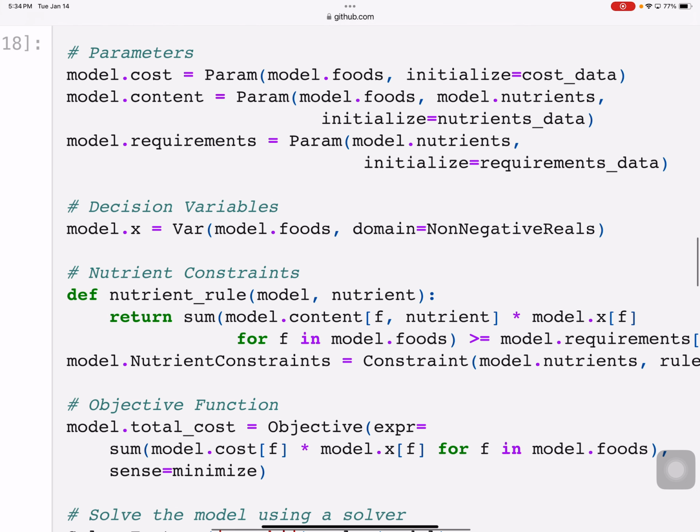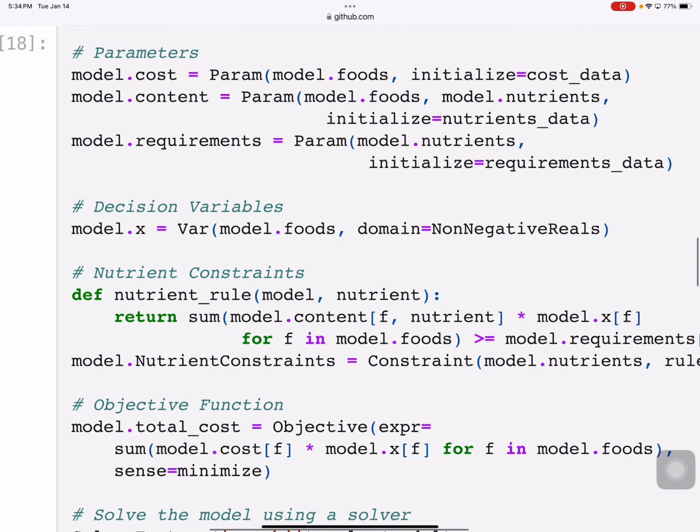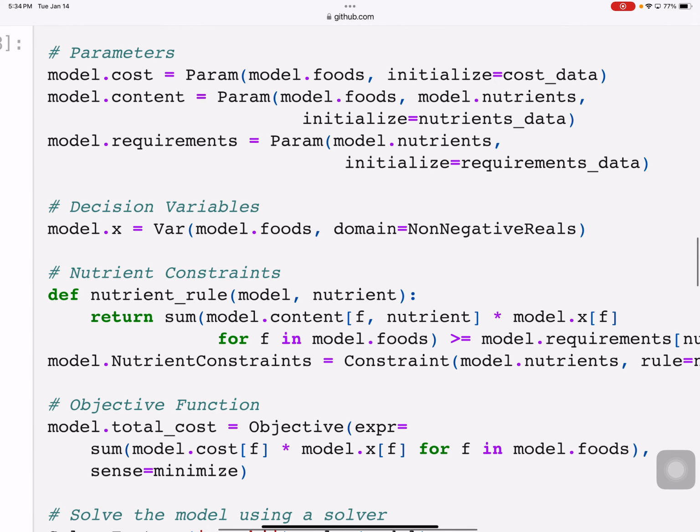And then you will add this function to the model by defining model dot nutrients constraints equals to, again, capital Constraint, which is another keyword in Pyomo. That is a way you can define constraint. And this constraint is defined on top of different nutrients. That's why in this constraint keyword, you have a model dot nutrients here.